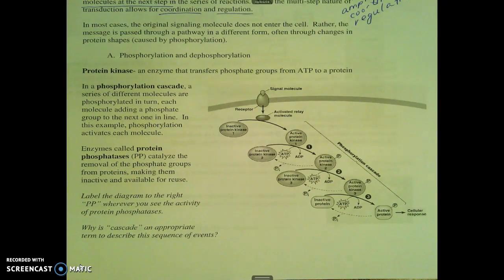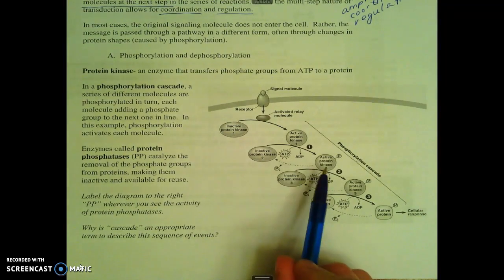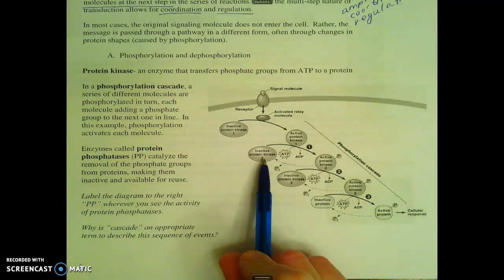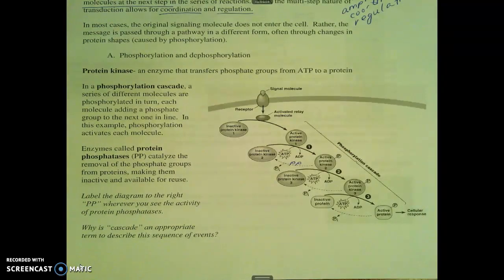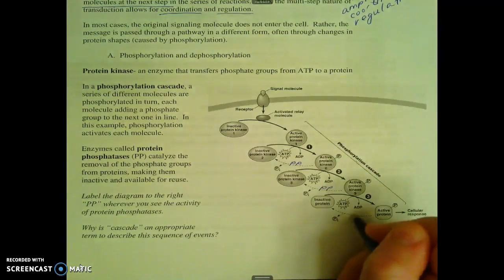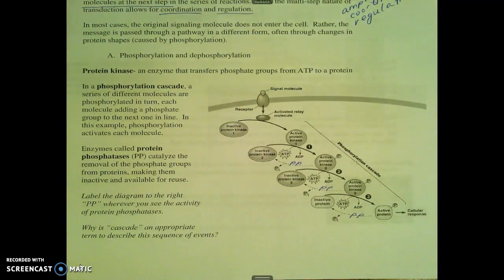Take a moment and pause this video, please, and label anywhere on this diagram where you see the activity of protein phosphatases. Label it PP wherever you see dephosphorylation. I see this active version becoming inactive by the release of a phosphate group, so I'm going to show that the enzyme protein phosphatase is at work there. Also along this dotted line, and also along this dotted line. Everywhere that those phosphate groups are being removed, making these active proteins now inactive.